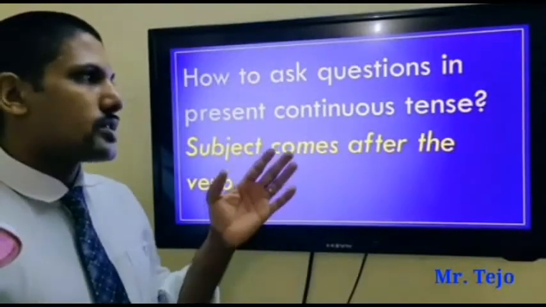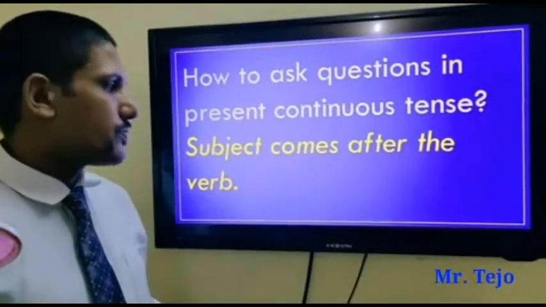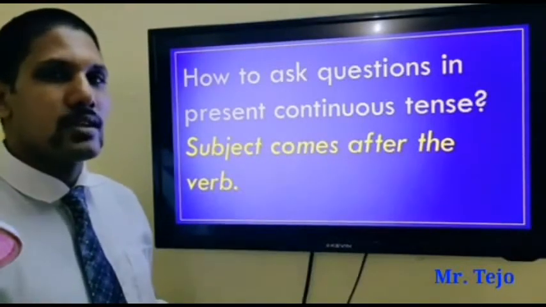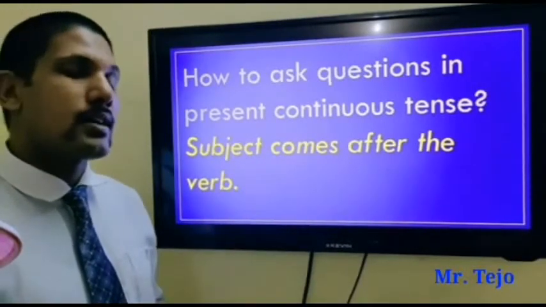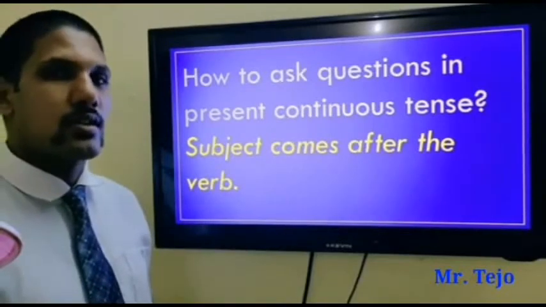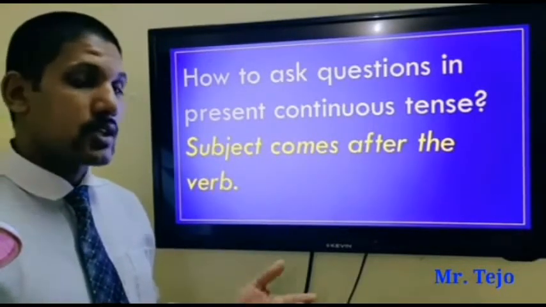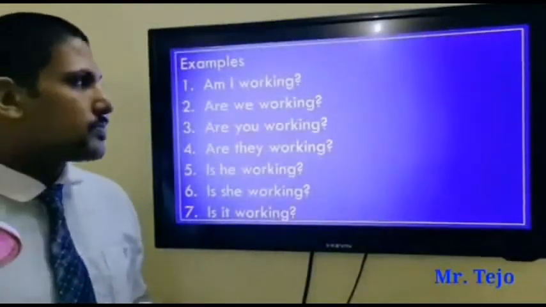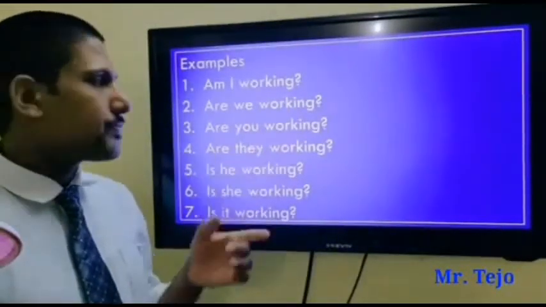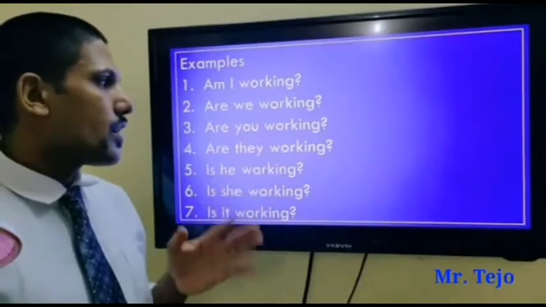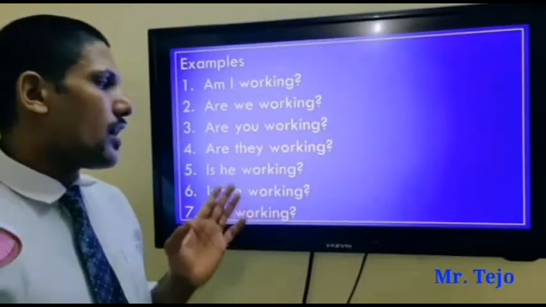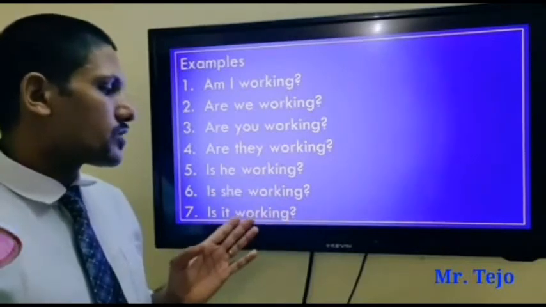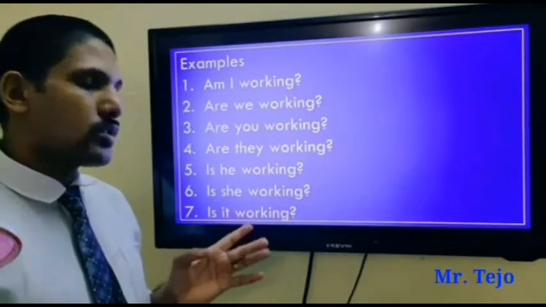How to ask questions in present continuous tense? Subject comes after the verb. That means the verb am, is, are comes first when we ask a question in present continuous tense. Examples. Am I working? Are we working? Are you working? Are they working? Is he working? Is she working? Is it working?